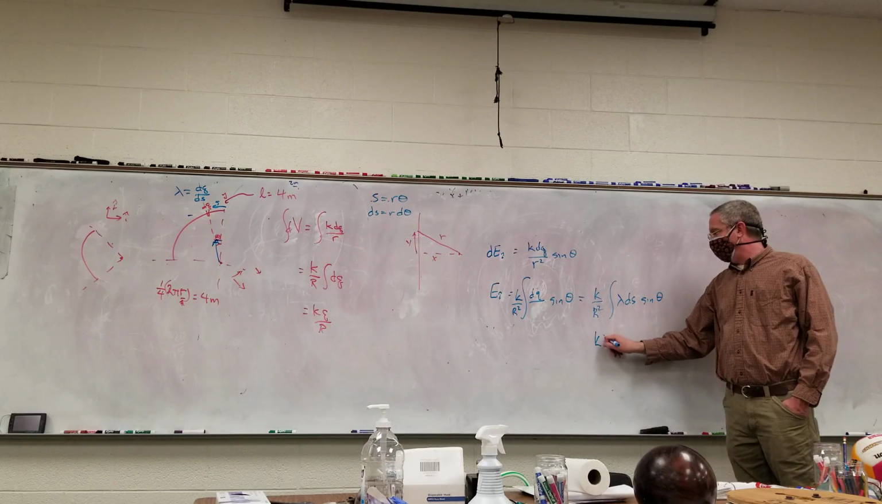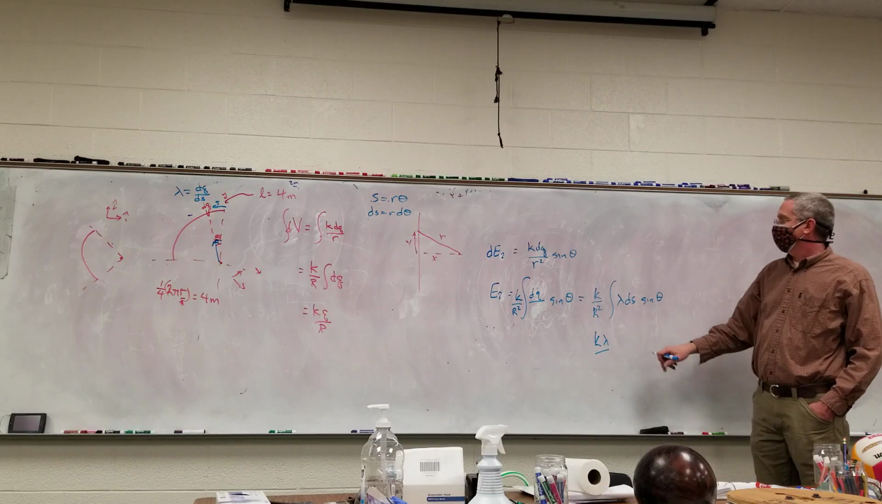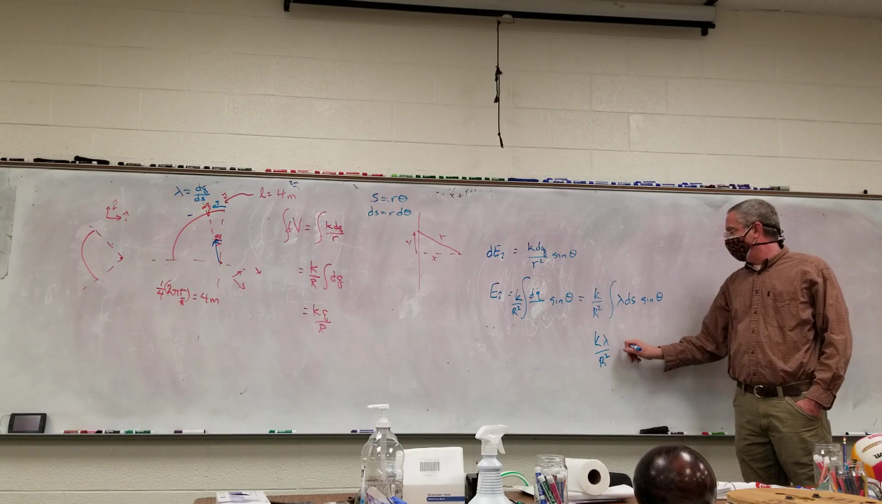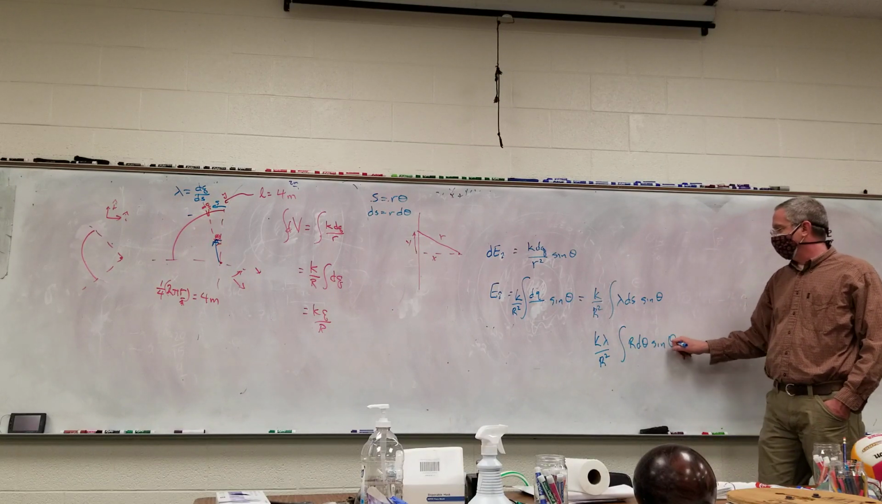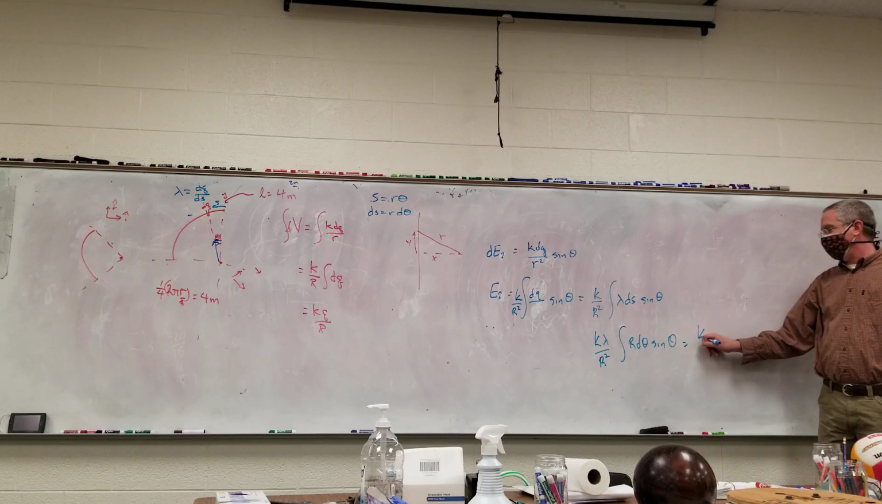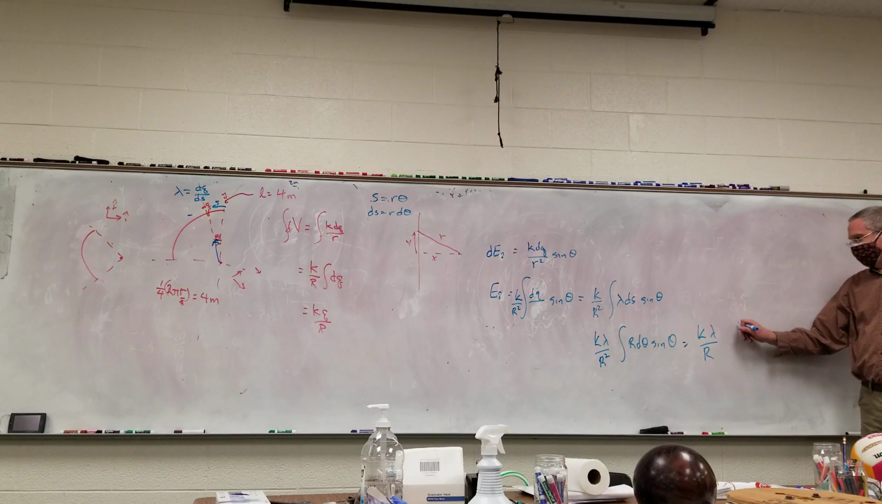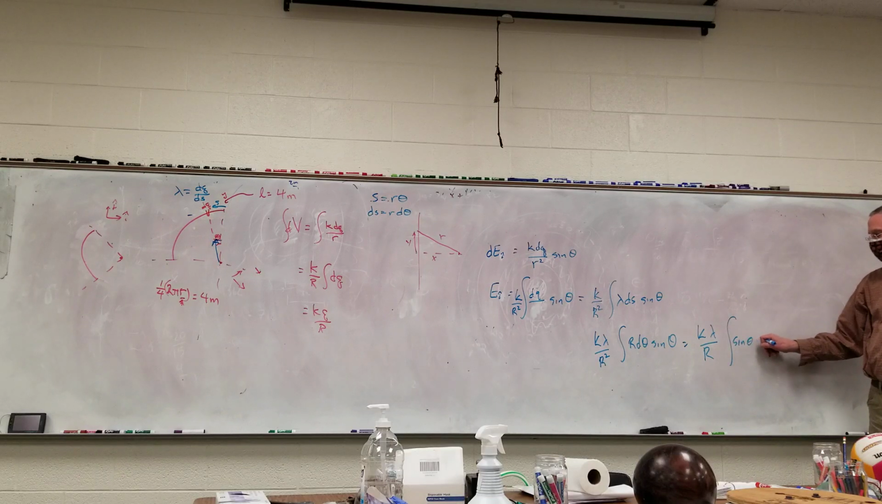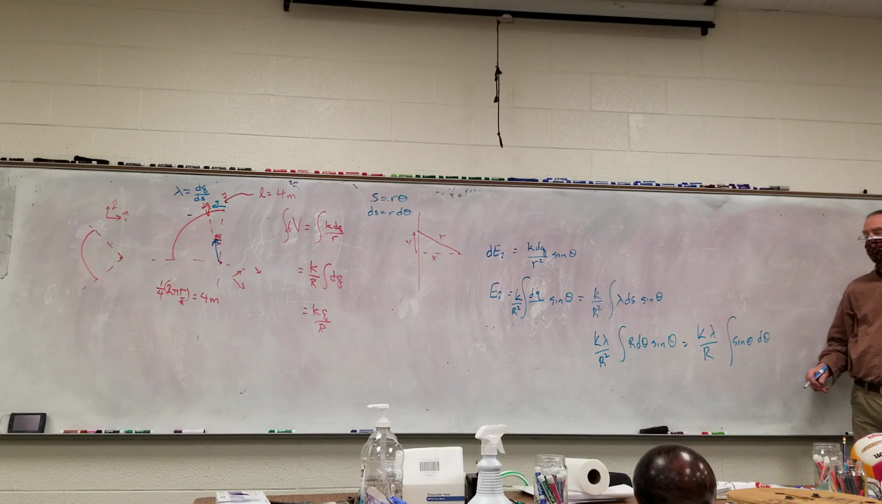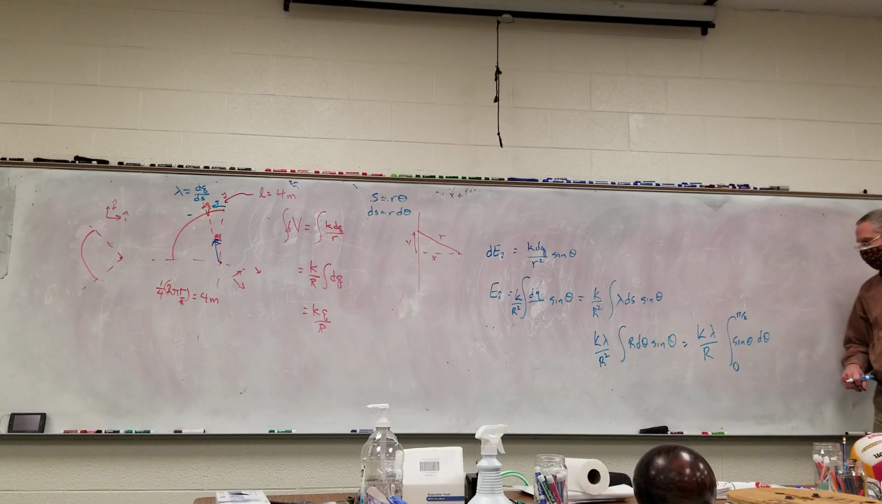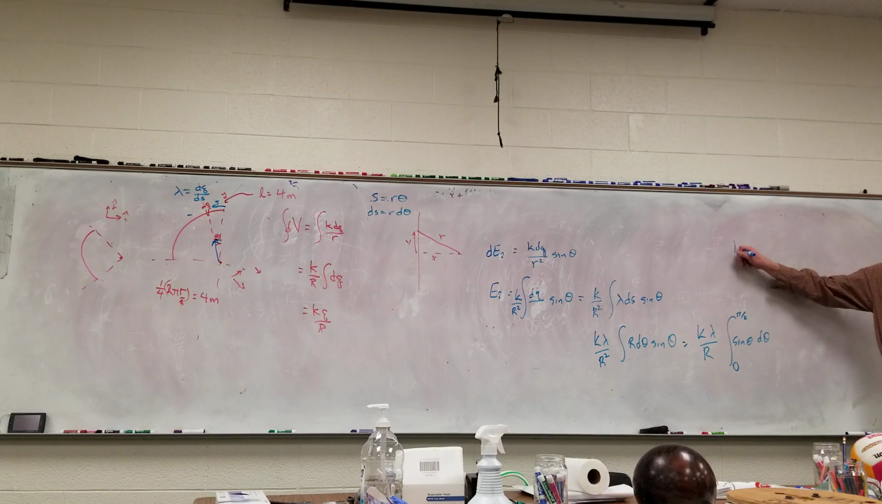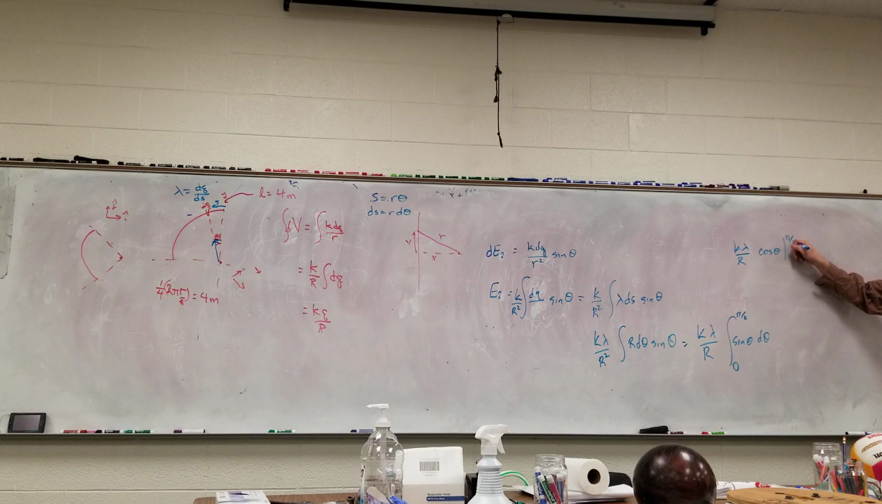And so I have K lambda over R squared, integral of R d theta, sine theta. R comes out, will cancel out, and so I'm left with K lambda over R times the integral of sine theta d theta. I now have the single variable, we get the limits of integration. The smallest value for theta is 0, and the largest is pi over 2. And so this becomes K lambda over R cosine theta from pi over 2 to 0.